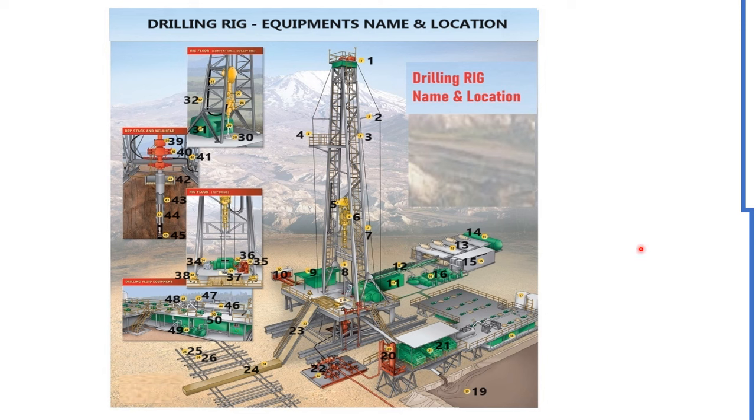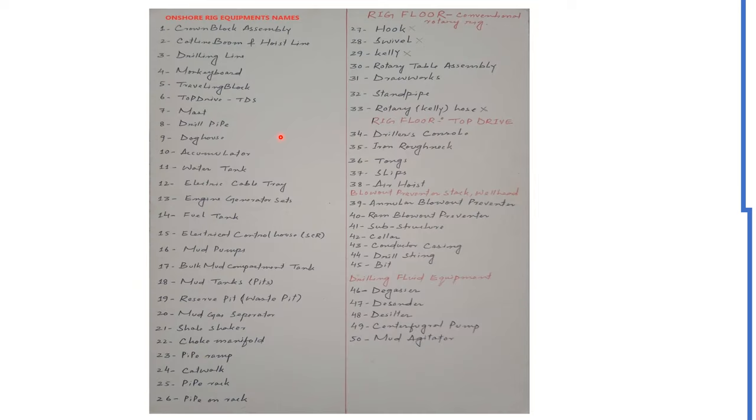So these are the names of the multiple pieces of equipment of the rig, and where they are located. So we can have some idea and learn a lot of things about what part of the rig is called what. Here I have also attached the names of all the equipment of the rig, serial-wise: number one, two, three, four. You can refer to this slide or video, write down the names of the equipment, and see in the image what equipment is located where in the rig.